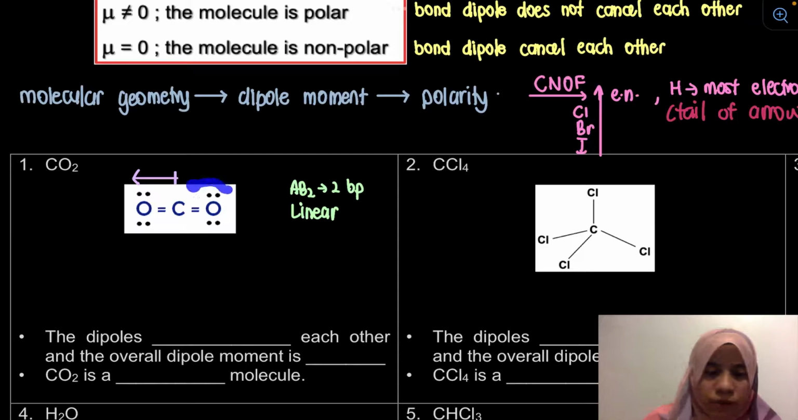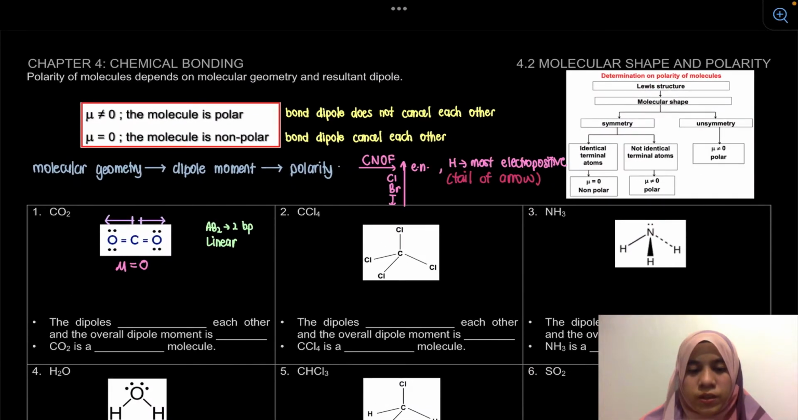How about this other carbon-oxygen bond? It is the same. From the carbon to the oxygen, we draw one arrow. Don't forget the head, and don't forget the tail, starting from the carbon. Since they are in opposite directions, we know what will happen: the dipole moment, mu, is equal to 0, because it cancels out. So it is equal to 0.